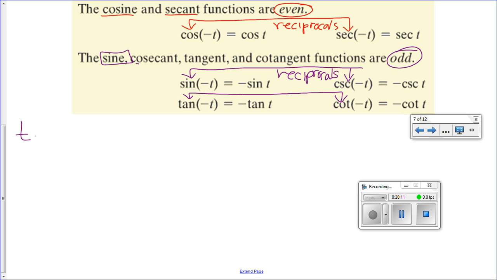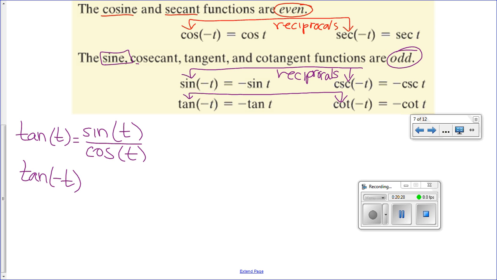Okay. So we got the tangent is the sine over the cosine, correct? Yes? We got that? All right. Now what if I want to find tangent of negative t? So that will be, by definition, by the quotient identity, the sine of negative t divided by the cosine of negative t. Correct? Yes.